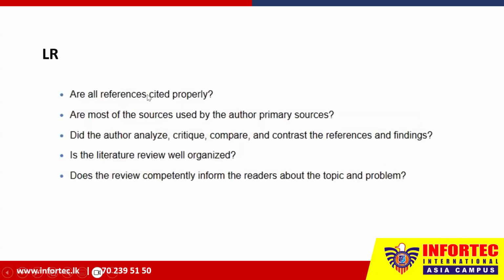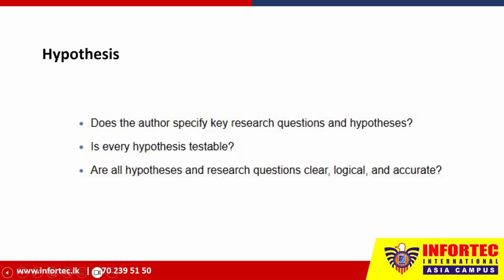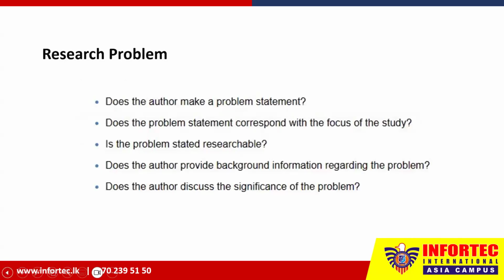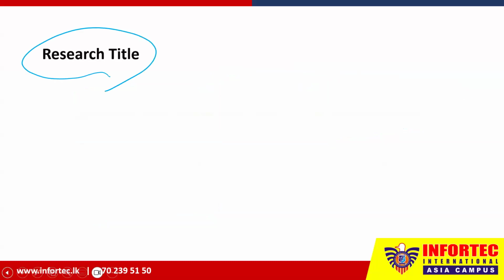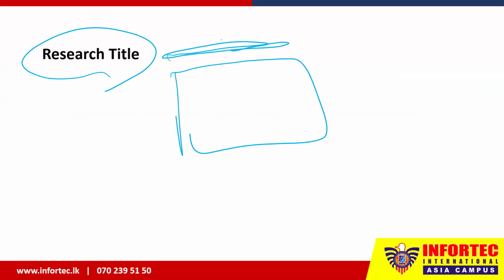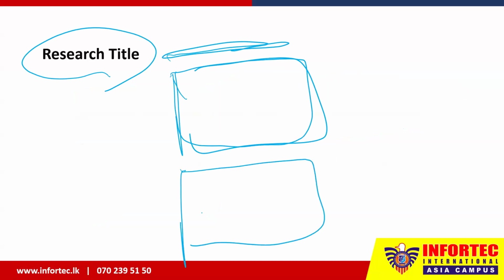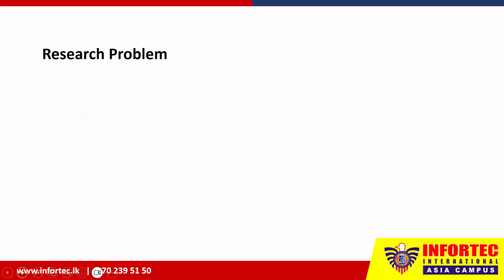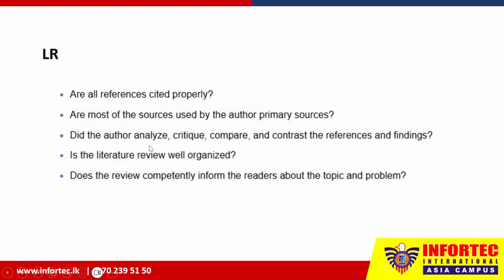And the literature review. When you refer to any research article, first you find the research title, after that the abstract section, after that the introduction chapter, as well as the literature review, methodology, analysis, discussion, like that, the whole article you can find. So when you consider the literature review part, what are the things you should assess? You can assess whether they cited properly.